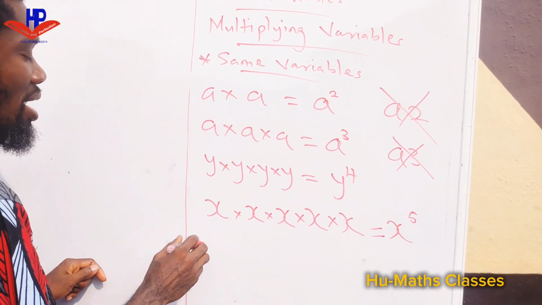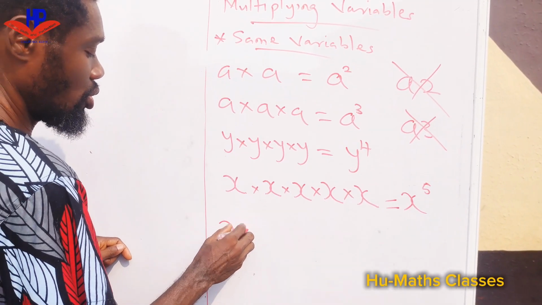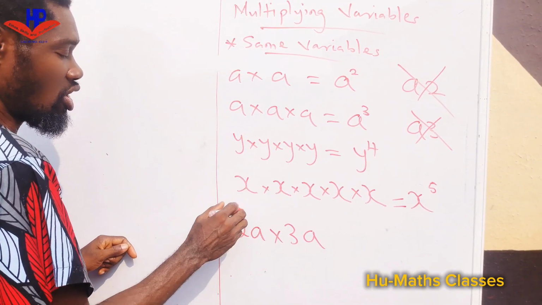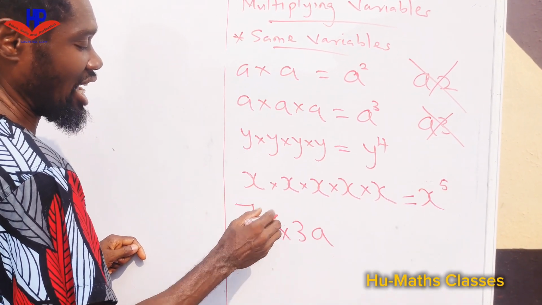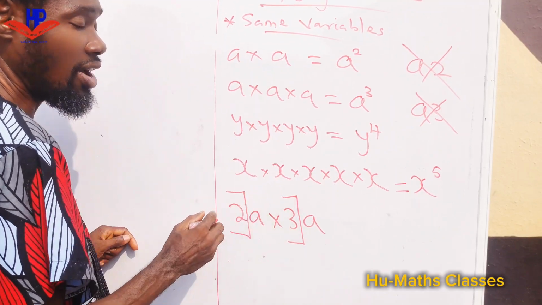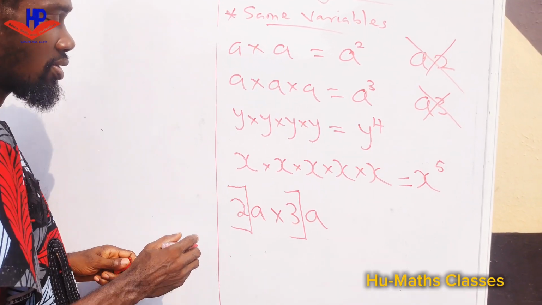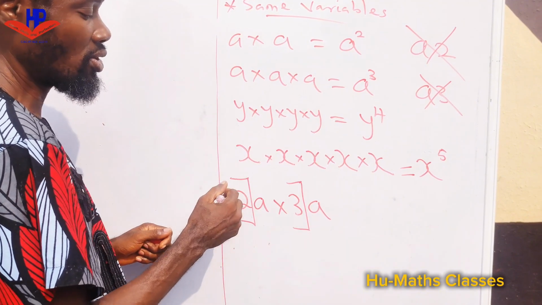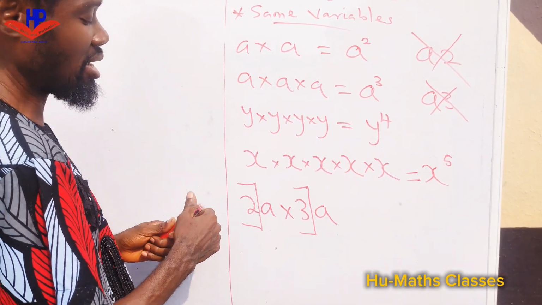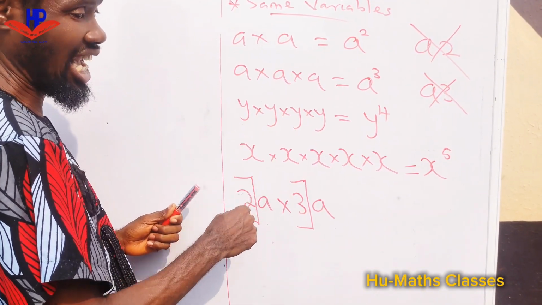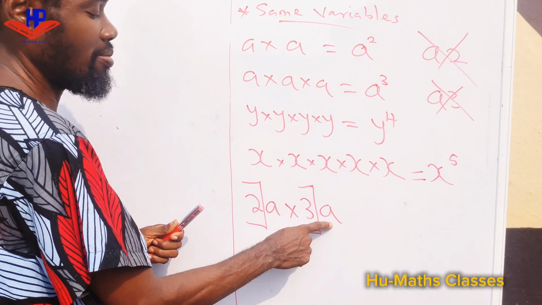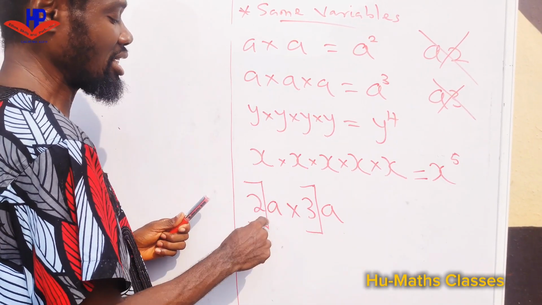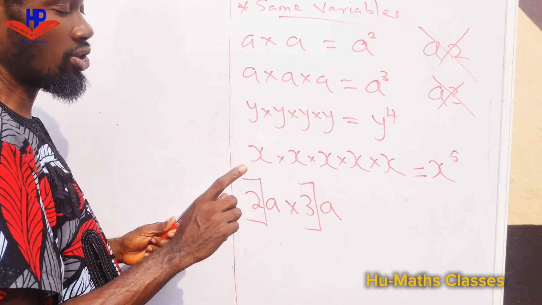Now, what if the numbers are in this form? 2A times 3A. These numbers attached to the letters A are called coefficients. You remember that 2A means 2 times A, and 3A means 3 times A. So the number attached to a letter by times is called a coefficient.